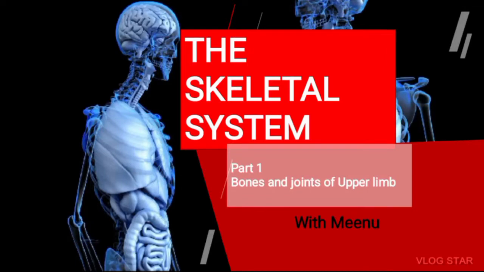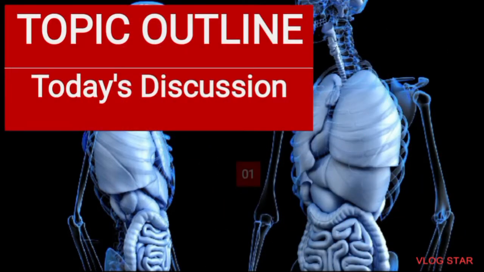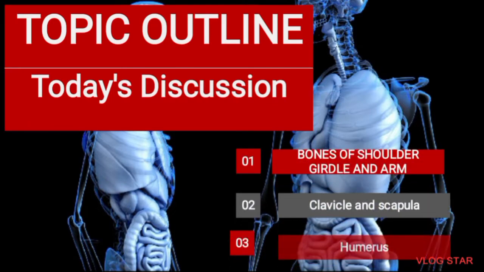It's Meenu, and now we are going to continue a new series where we will study human anatomy and physiology, the muscles and all. And today we will discuss the bones and joints of our upper limb. Myself Meenu. So let's see. Bones of the shoulder girdle and arm: clavicle, scapula and humerus. We will study these topics today.